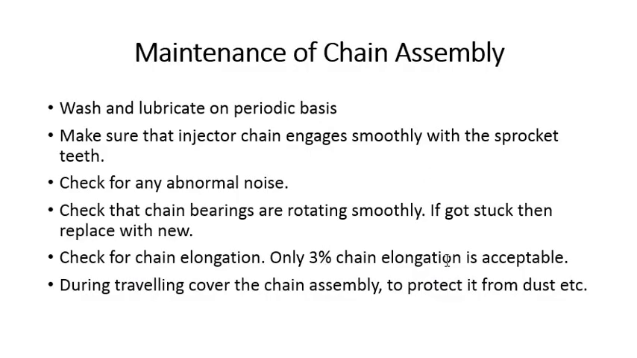During the life of the chain assembly, when we use it over and over again, elongation occurs due to the load of the coil tubing pipe. So if there is only 3% elongation, it's acceptable, but if the chain elongation is more than 3% compared to its original length, then we must replace the chain with a new one. During traveling, cover the chain assembly to protect it from dust particles. That was all about the first system of the injector head, that is the chain assembly. Now let's see the other system of the injector head, that is the drive and brake system.